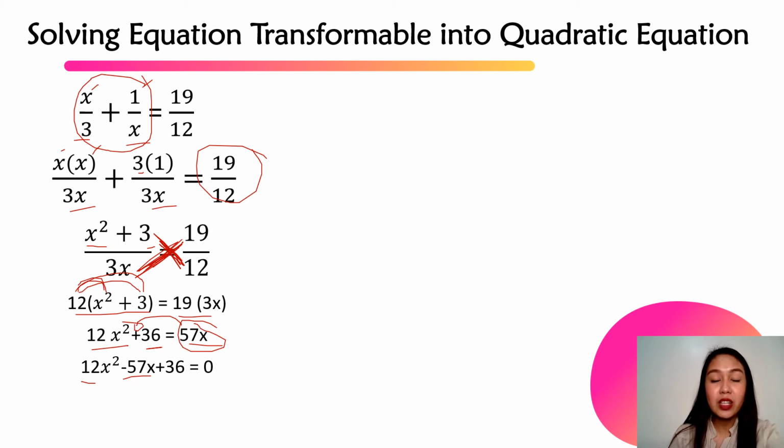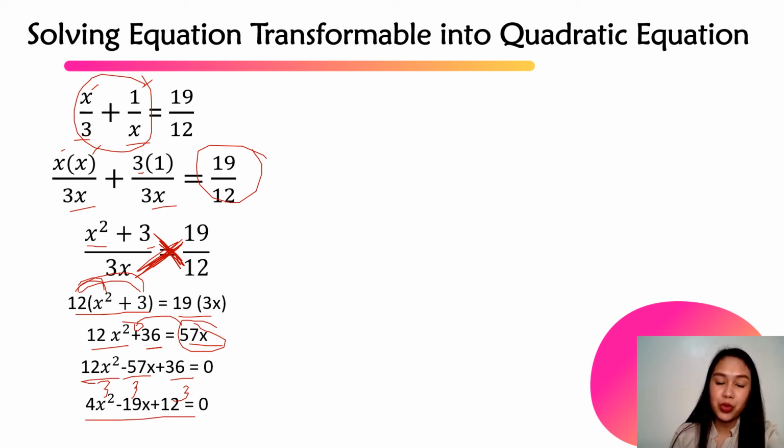because all of the terms in our quadratic equation have the same common factor, which is 3. So if we divide all parts of the equation by 3, it will be simplified as 4x squared minus 19x plus 12. 12x squared divided by 3 gives you 4x squared. Negative 57x divided by 3 gives you negative 19x. And 36 divided by 3 gives you 12, equal to 0.